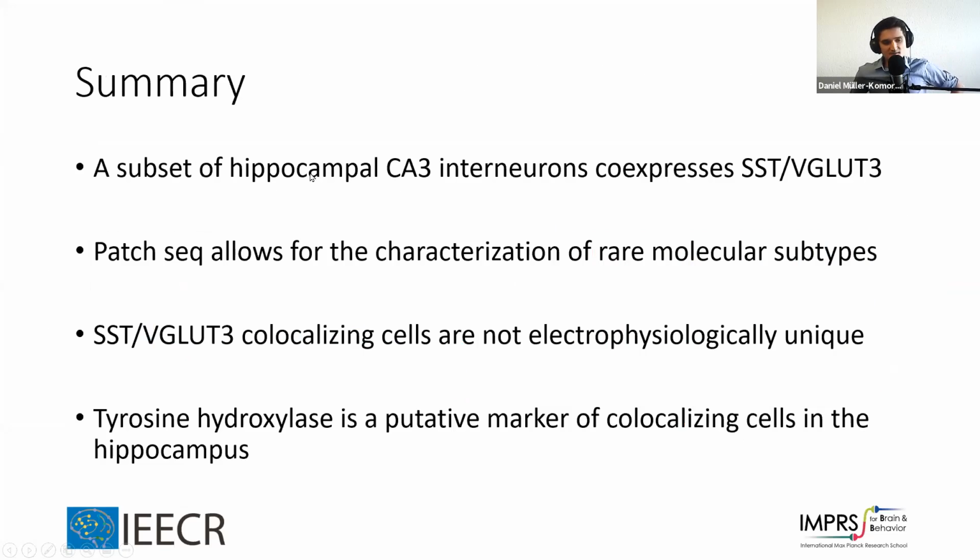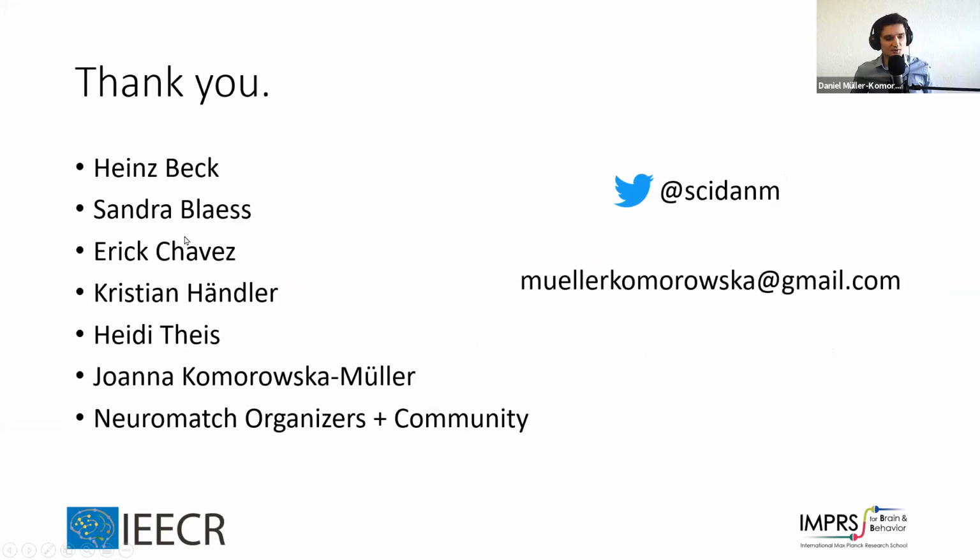So in summary, a subset of hippocampal CA3 interneurons co-expresses somatostatin and VGLUT3. Patch-Seq allows for the characterization of such rare molecular subtypes of interneurons. Somatostatin and VGLUT3 co-localizing cells are not electrophysiologically unique. And tyrosine hydroxylase is a putative marker of these co-localizing cells in the hippocampus.